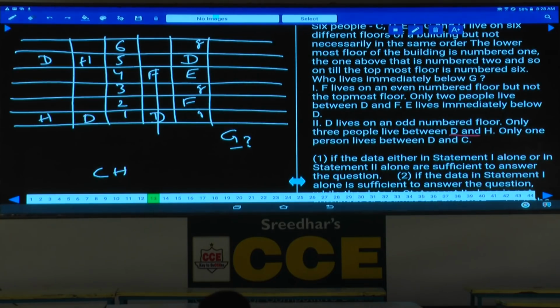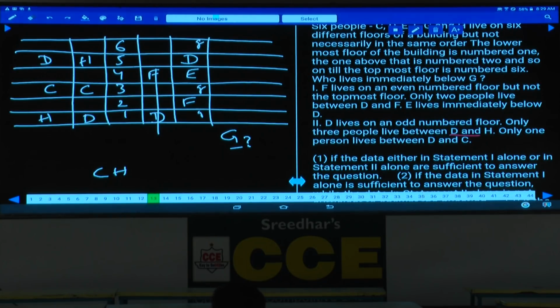Only 1 person between D and C, so C will be here. Now we have DCH and HCD. Here also we cannot find out the person who is staying immediately below G. If G is here, D can be here; G is here, C will be here; if G is here, H will be here. Hence you have n number of possibilities.